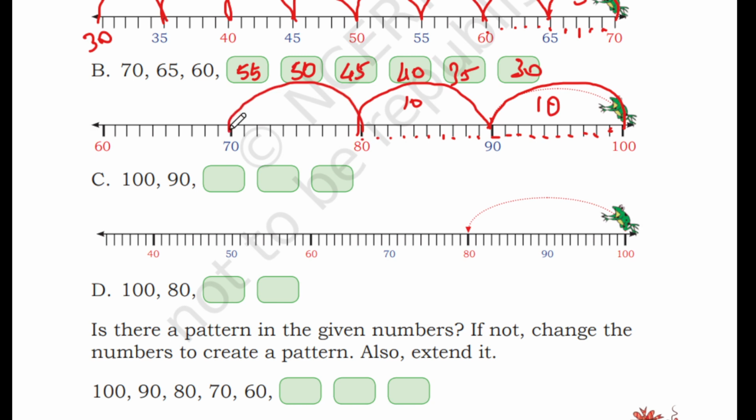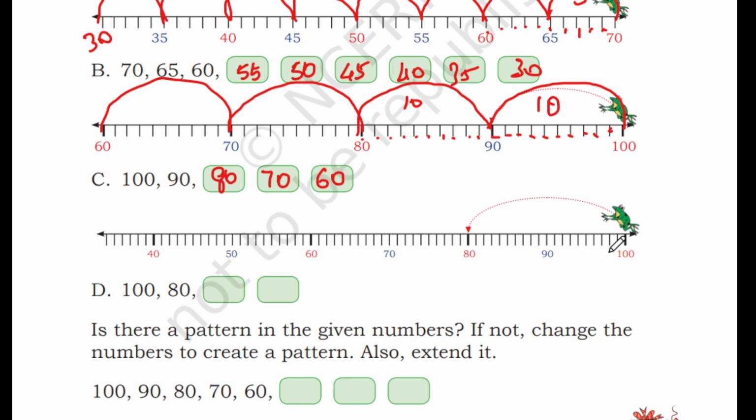Again, it will go to 70. So from 70, it will jump backwards and reach number 60. Okay, so here we have 90. So from 90 we can write 80, 70 and 60. Okay, easy one.